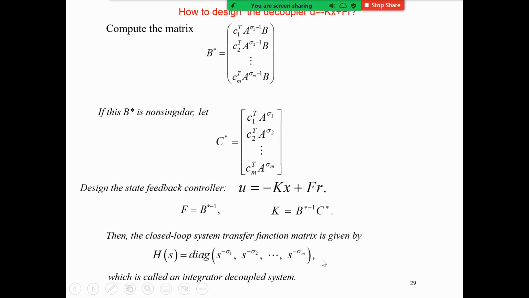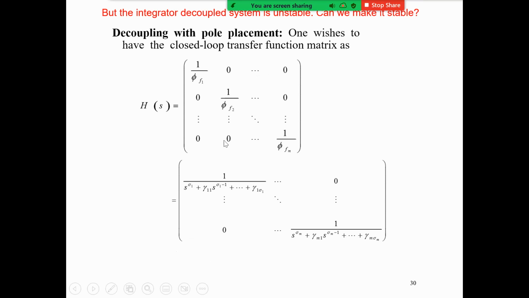But we know the integrators are not stable. So can we make it stable? Yes, we can. We decouple it with pole placement. This is what you have to do in your mini project. You have to design this closed loop transfer function and make them stable ones. So you specify those stable transfer functions for each subsystem.